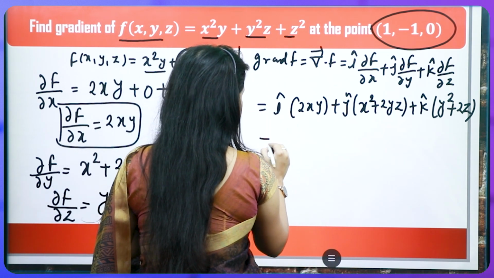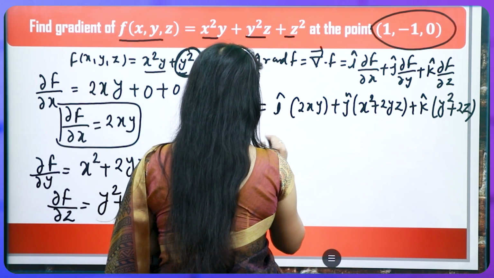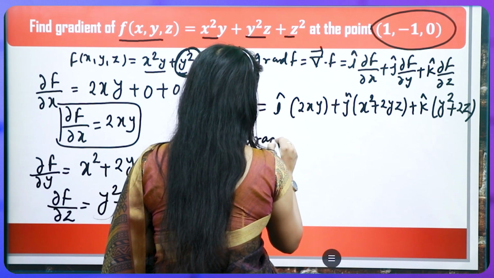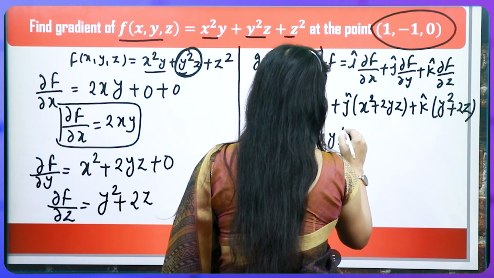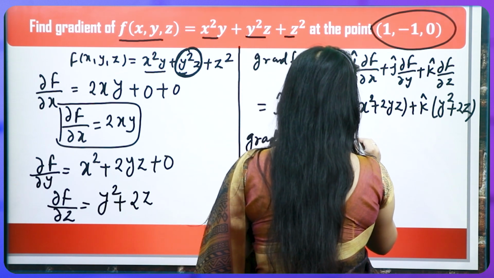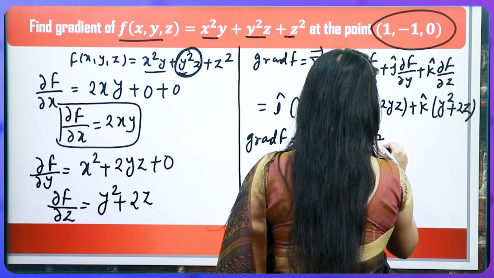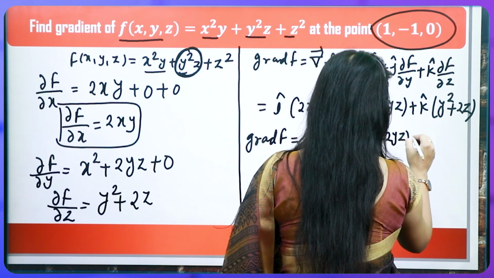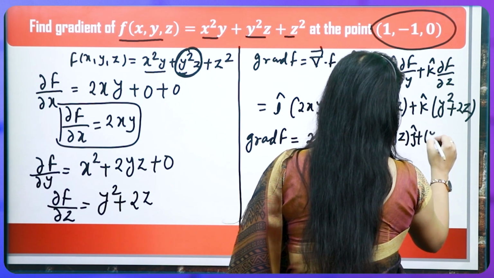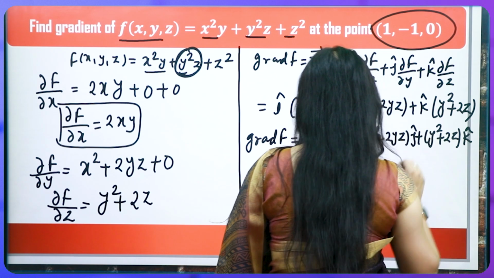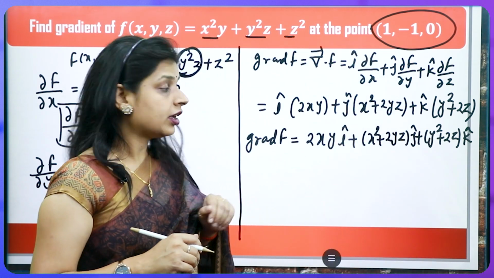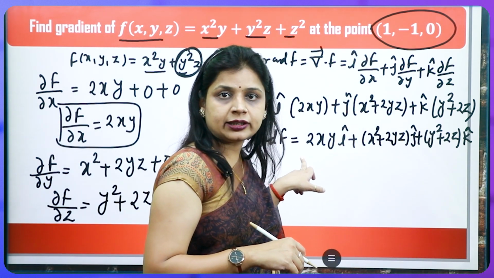So, we can write it as grad f is 2xy i cap plus x square plus 2yz j cap plus y square plus 2z k cap. This is the value of the gradient.